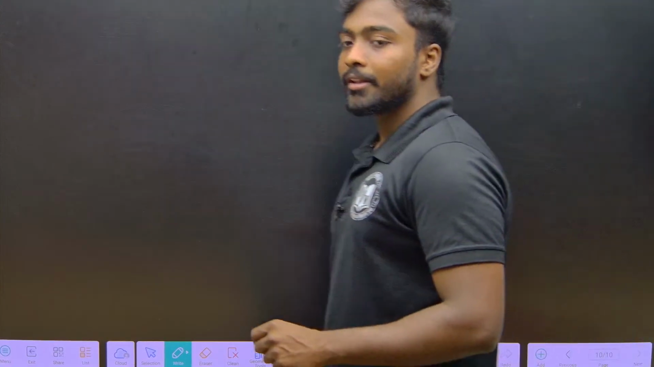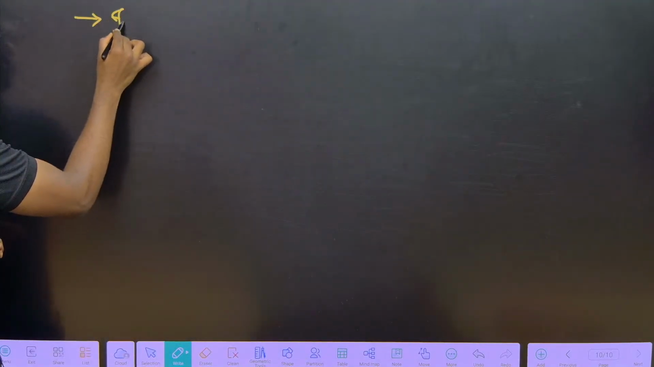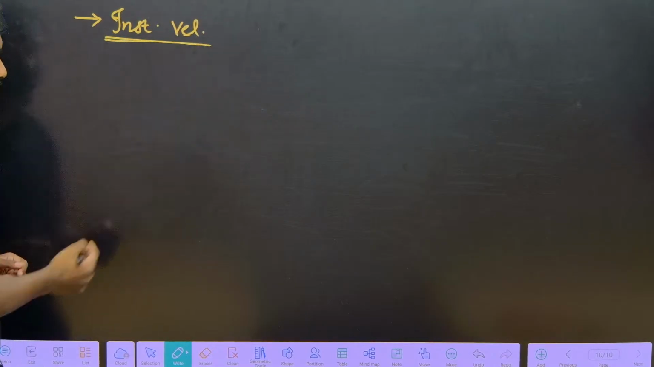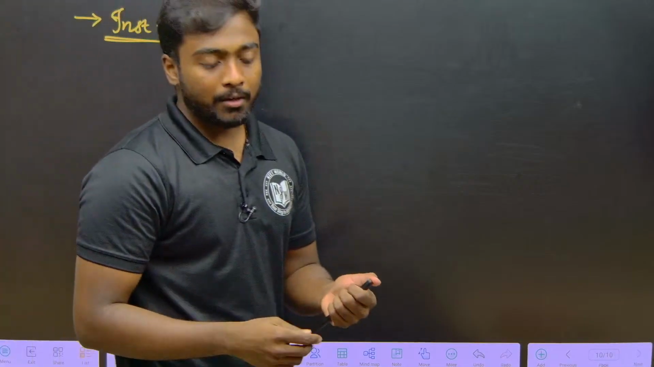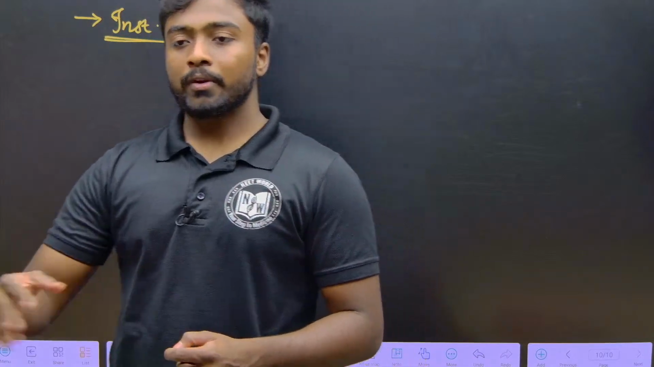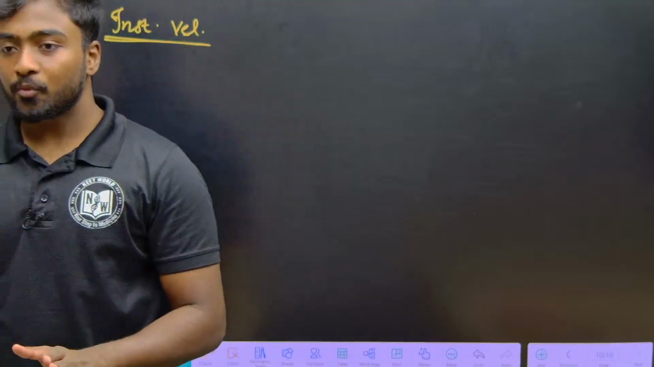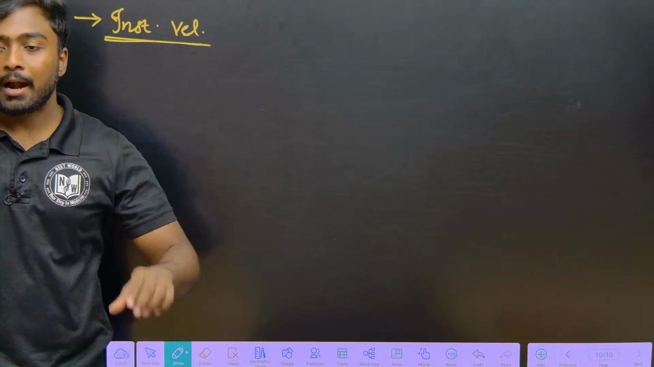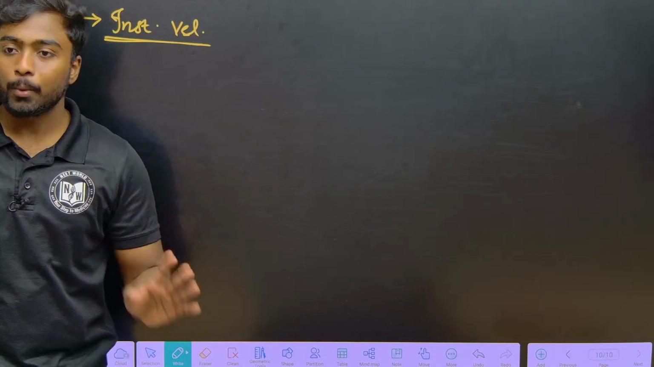Next is instantaneous velocity. Instantaneous velocity is nothing but, suppose you are going on a bike, going with 120 km per hour. Suddenly you look at the speedometer and notice some speed. At that moment, the speed you see is the instantaneous velocity or instantaneous speed. At that particular moment, what is the velocity?